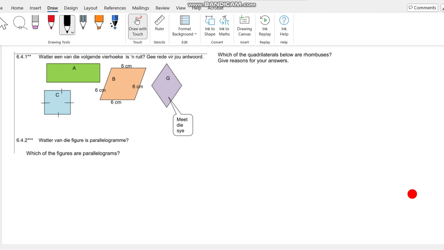6.4.1, they are giving you 4 shapes and then they ask you which of these are rhombuses and then give a reason for your answer. And then also in Afrikaans, watter van die is 'n ruit? Gee vir my 'n rede vir jou antwoord. So net 'n paar goeters. Firstly, a rhombus or a ruit. The characteristics for one of those would be the following.